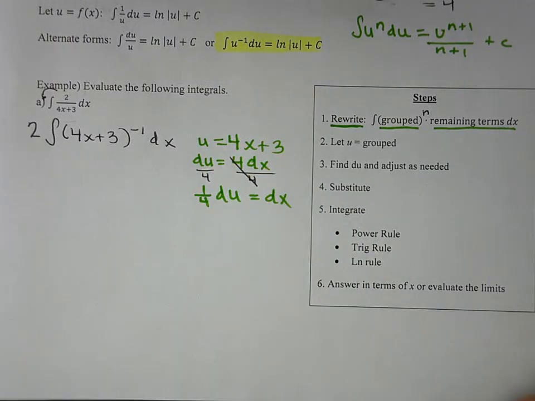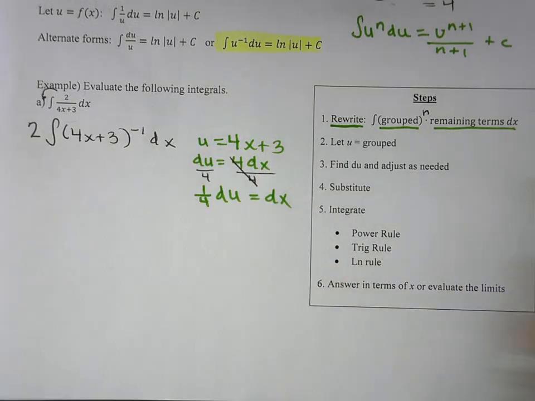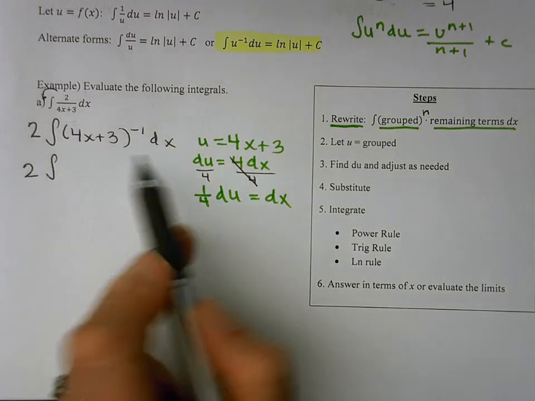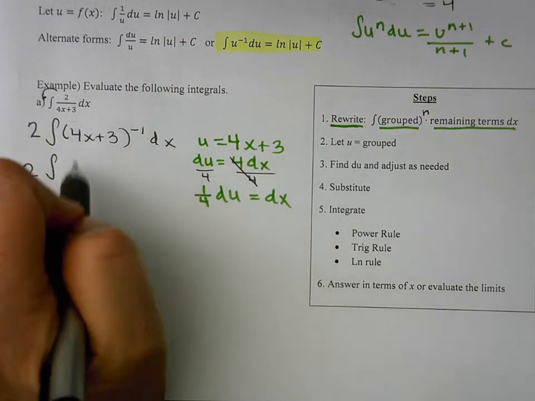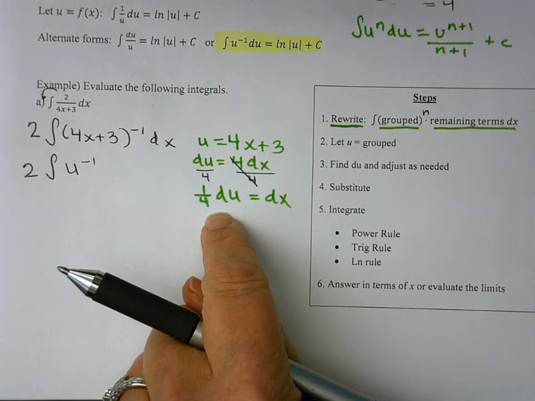And then now I'm going to go ahead and do my substitution. So I'm going to use this information over here to substitute into here. So I will have a 2, and then 4x plus 3 gets replaced with u, and then dx gets replaced with 1/4 du.